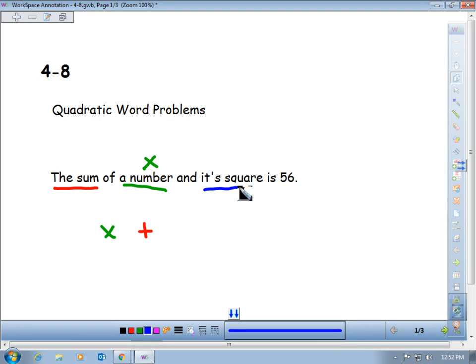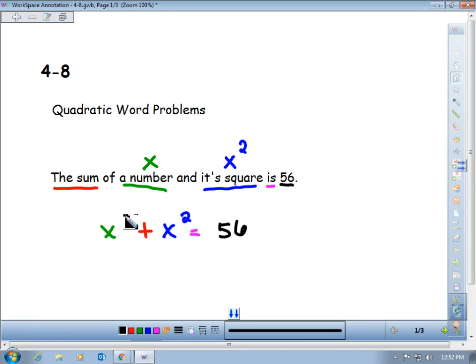and its square, which means I'm going to take this x and I'm going to square it. And it says that "is" in math means equals, and in this case, it is 56. So there's my equation. X, the number, plus its square equals 56. So I'm going to solve this, and it's a quadratic.